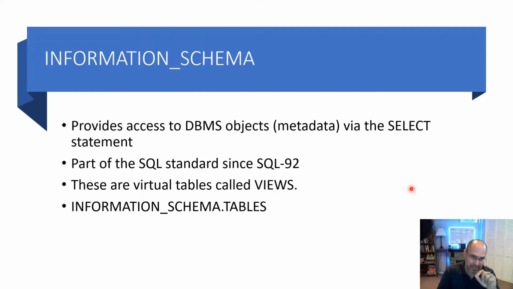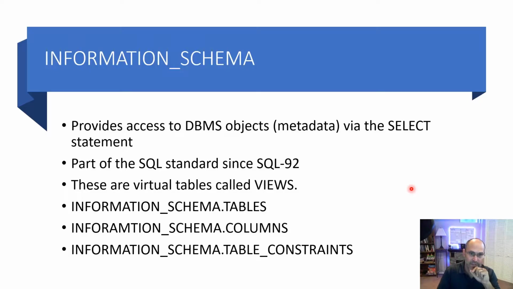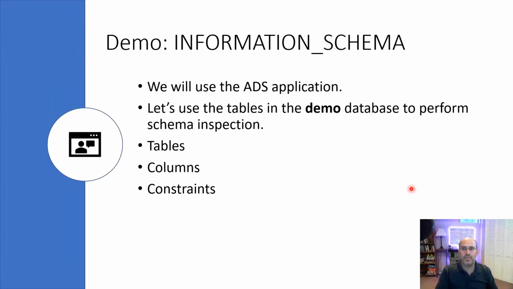So there's some common information schema tables that we can use. There's information schema tables, information schema columns, information schema table constraints. And we can use these things to query the metadata in our database without having to look over to the left-hand side as you saw me doing in Azure Data Studio. So let me give you a quick and easy demo of that.